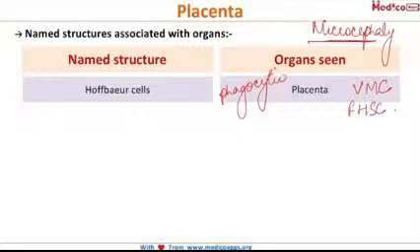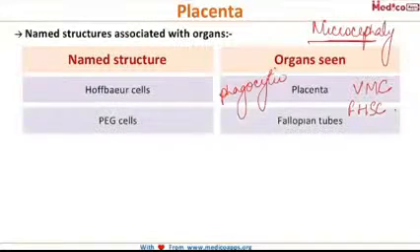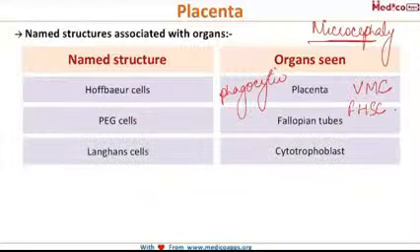Now our next named cells are PEG cells. These cells are present in the fallopian tubes, and this is also a very often asked question. They are present in the fallopian tubes and their function is not known. The next cells that we have are Langhans cells, and as we discussed earlier, the cytotrophoblastic cells are also called the Langhans cell layer. The next named structure that we are going to discuss is the Nitabuch layer.